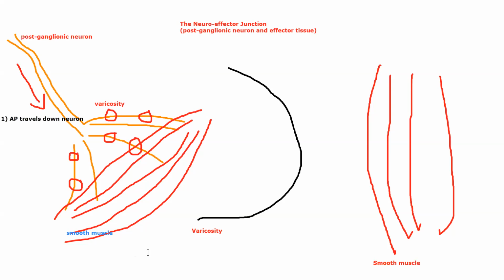Okay, the second step is that when it gets to the varicosity, it's going to trigger the opening of voltage-gated calcium channels. So this is something we know from prior knowledge. Along our varicosity, we've got these voltage-gated calcium channels that are facilitating the movement of calcium. And so the second step is that when the action potential gets to the varicosity, we trigger the opening of this channel and calcium rushes in. Okay, so that's step two here.